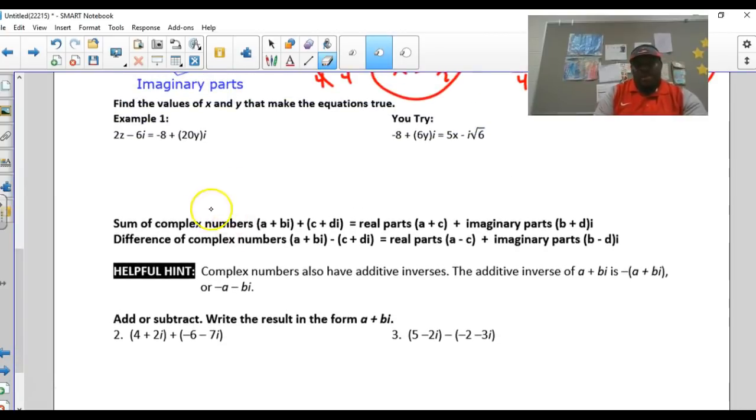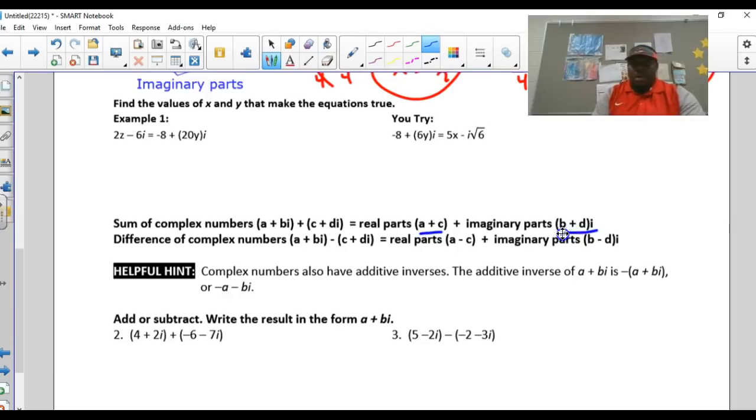Now, the sum of complex numbers, a plus bi and c plus di. A and b are real. This right here, we're solving for those parts. Here, we're going to add the complex numbers. So a and c are the real parts, bi and di are the imaginary parts. So you add the real parts and you add the imaginary parts.